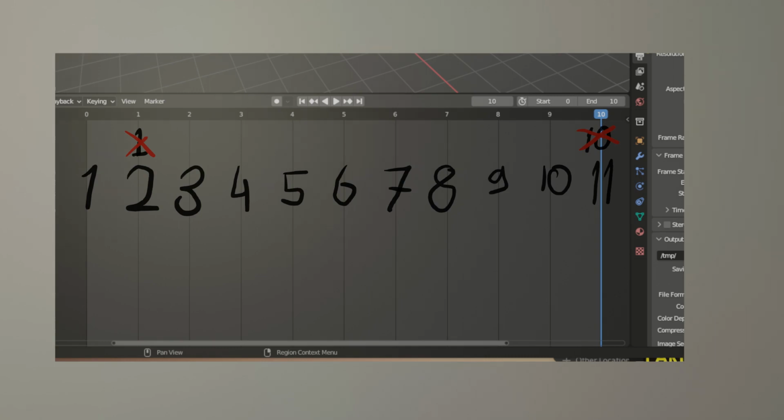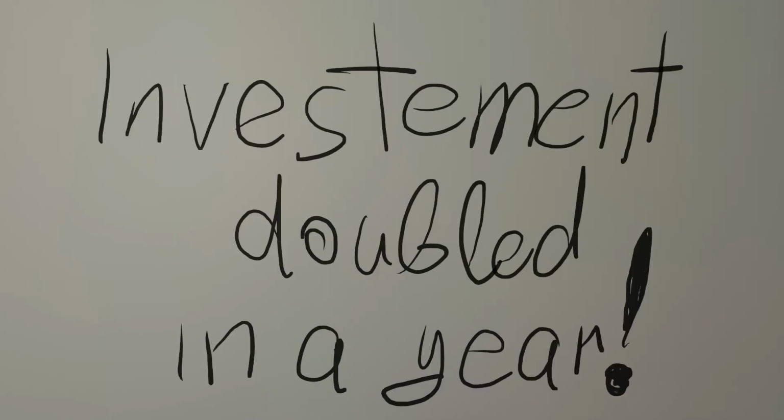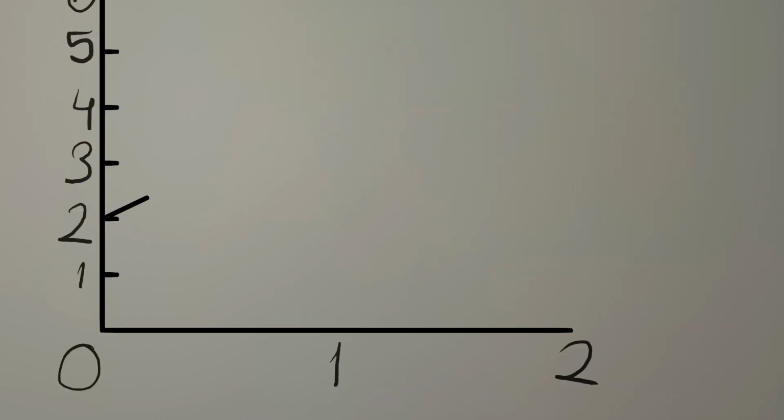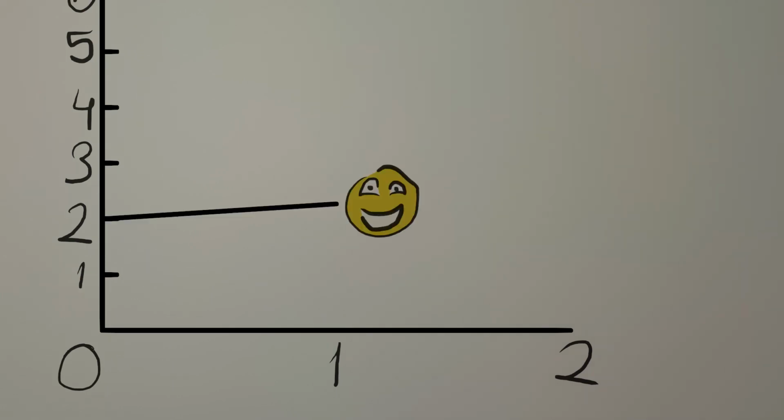Multiplying 2 times 2 isn't always straightforward either. Let's say you have an investment opportunity that's guaranteed to double whatever you put into it in 1 year. If you invest 2 money, how much would you expect to have in your account after a year? The answer is 0.